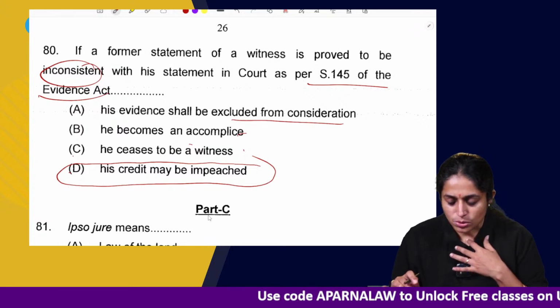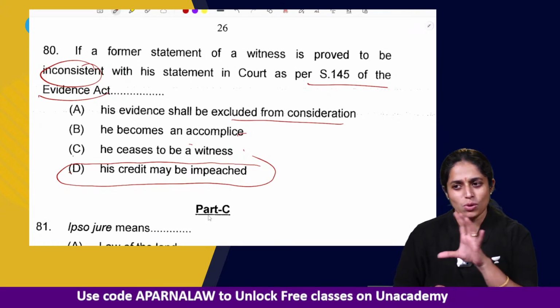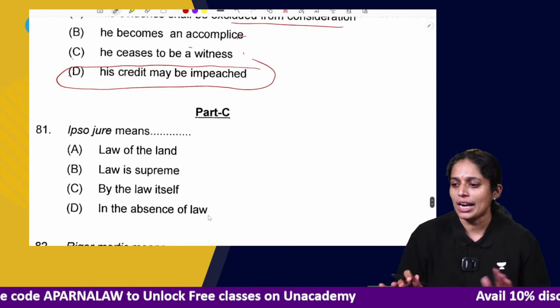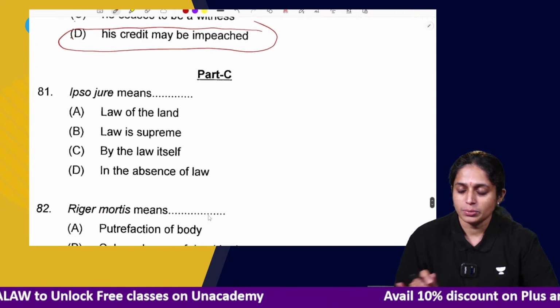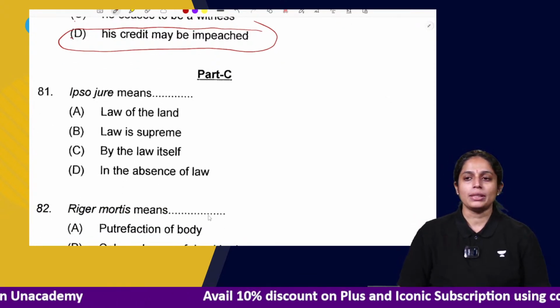Next, so we have completed 80 questions. Then only a small part C regarding the constitution and other general mental ability maxims. So quickly we can complete this.